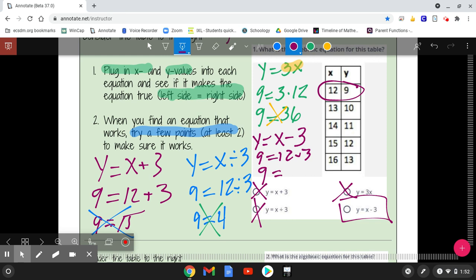Now let's see if both sides are equal. 12 minus 3 gives you 9, so 9 equals 9. That is true. Now remember, when you come across one point that works, try at least 2 to make sure.